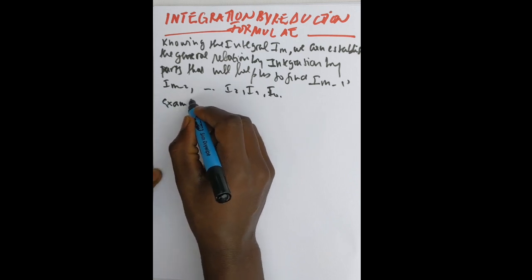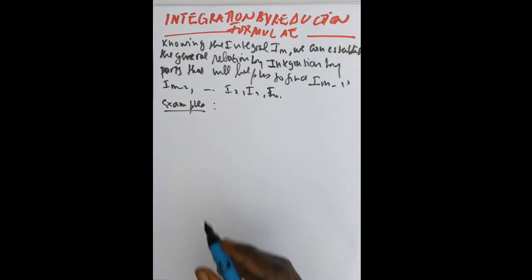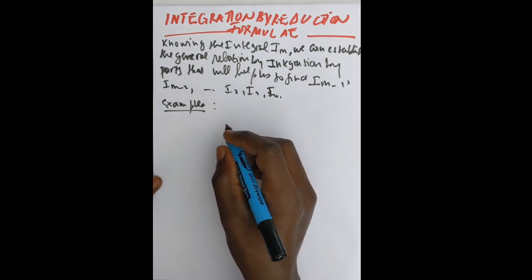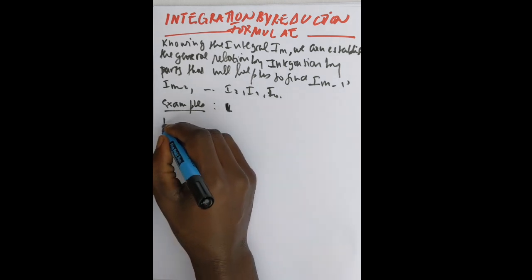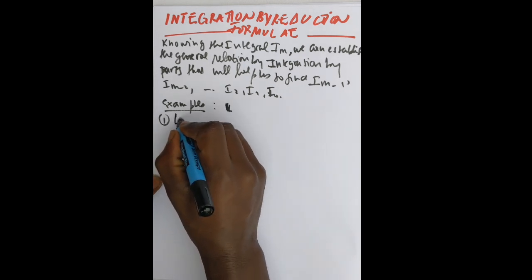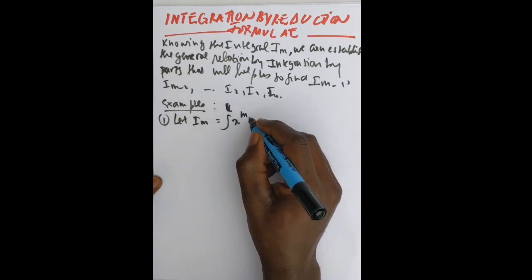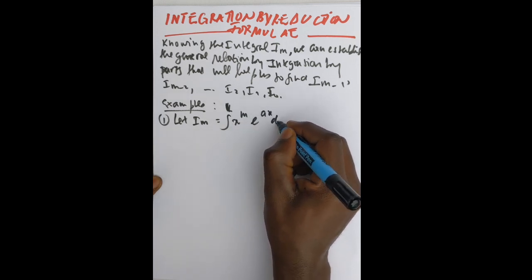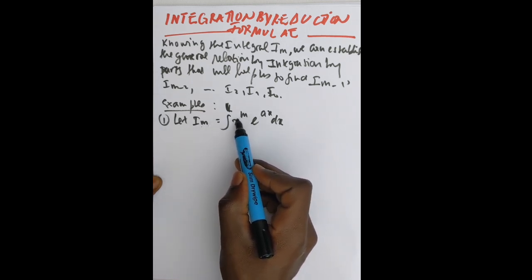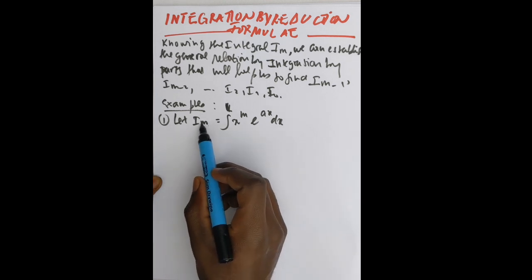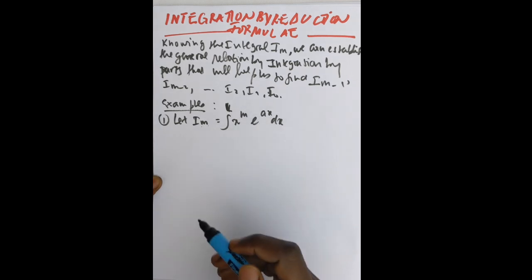Let's see an example and I will explain clearly using examples. Number 1. Let Im equal the integral of x power m e power ax dx. This means that this index m is related to the power of x. So when we put m equals 0, we get I0, which is equal to the integral of x power 0 e power ax dx.